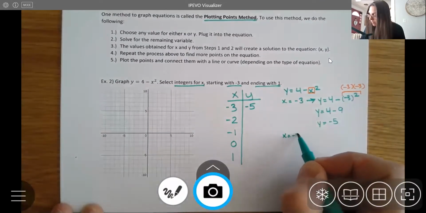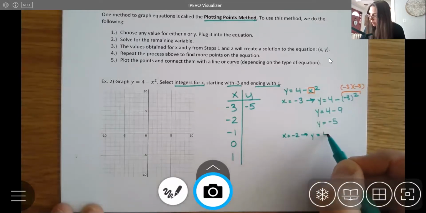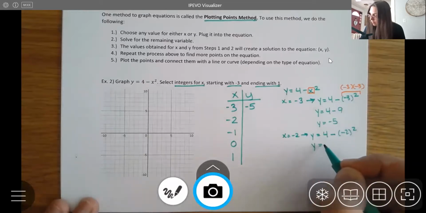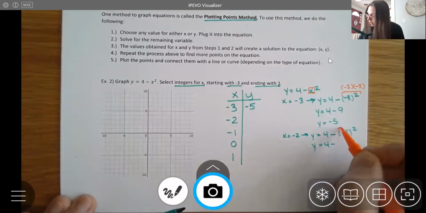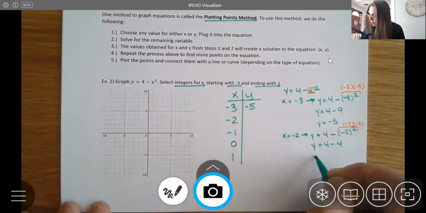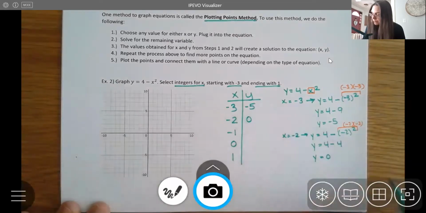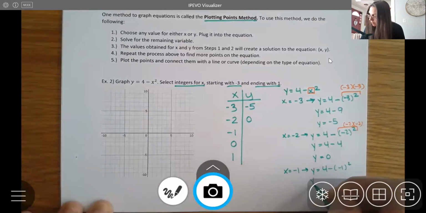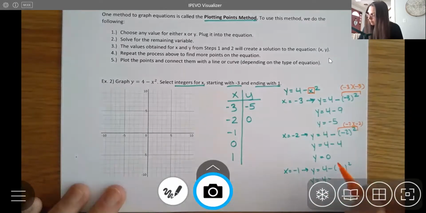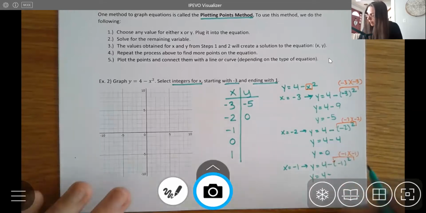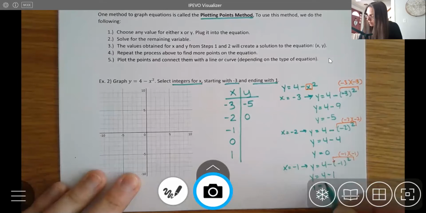And now I do the next one, -2. So y equals 4 minus, this time I'm plugging in -2. Now again, be careful here. We're going to do that square first. -2 times -2 is +4. So we get y equals 0. Next, I do -1. So y equals 4 minus (-1) squared. And again, -1 times -1 is going to be +1. So I get y equals 3 here.